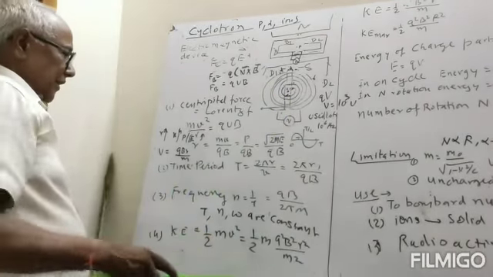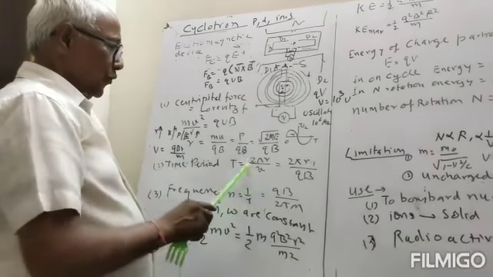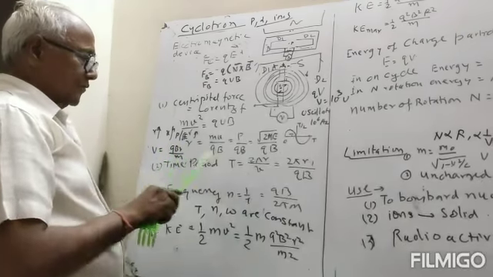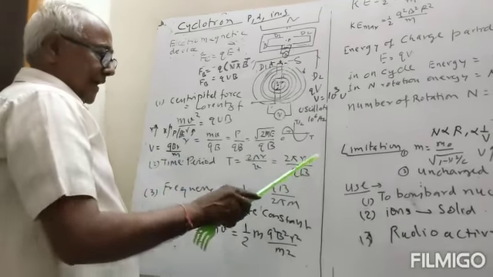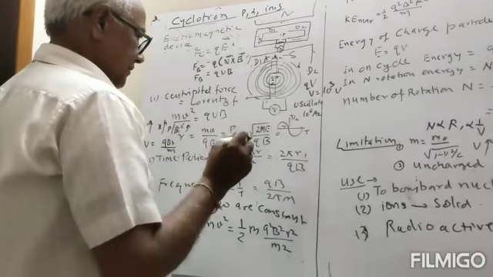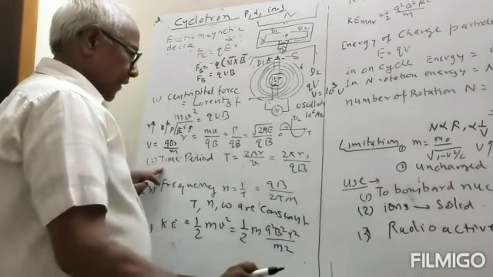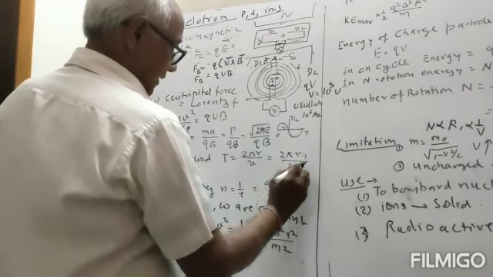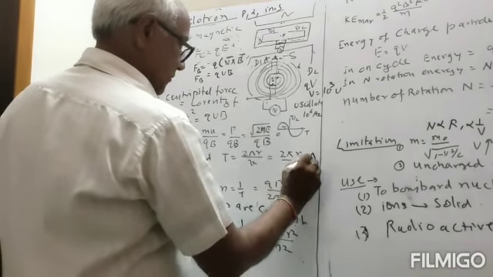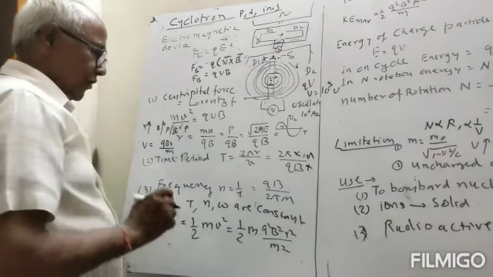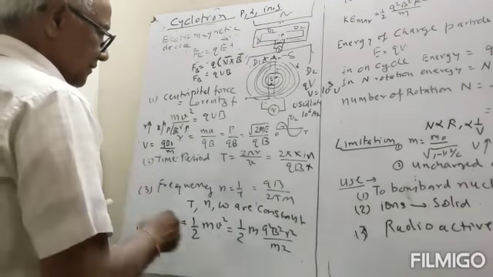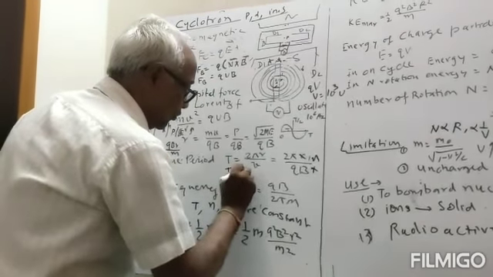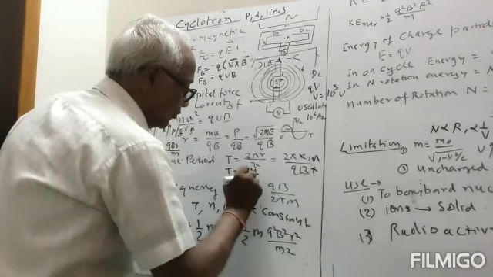Now what will be the time period? Time period will be equal to 2 pi r by v. We can find the value of v from here: v is equal to qBr by m. So we substitute it. Then 2 pi r by v is equal to 2 pi r divided by qBr by m. r cancels. So the time period will be equal to 2 pi m divided by qB.